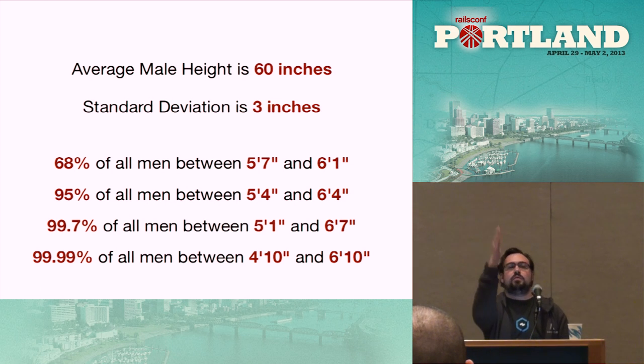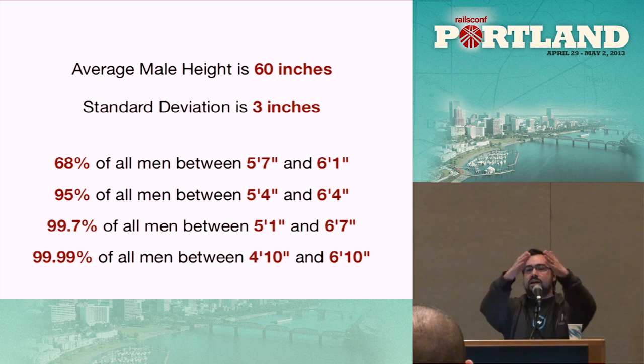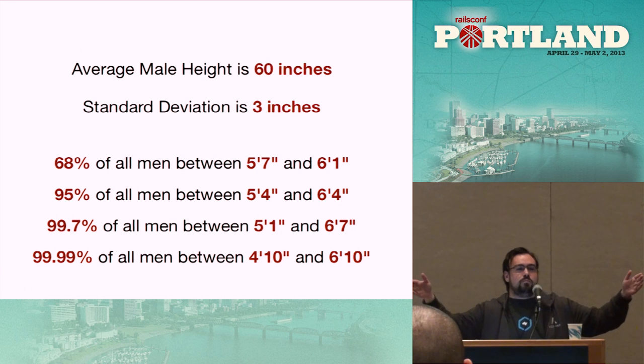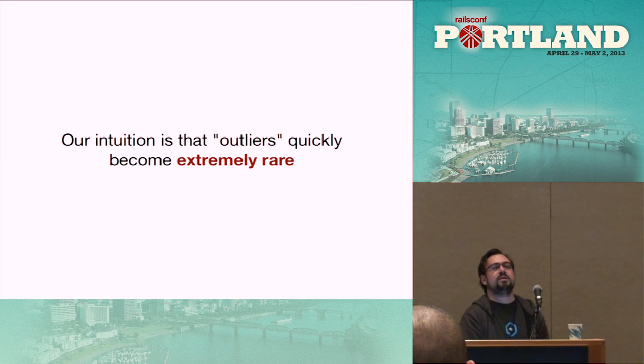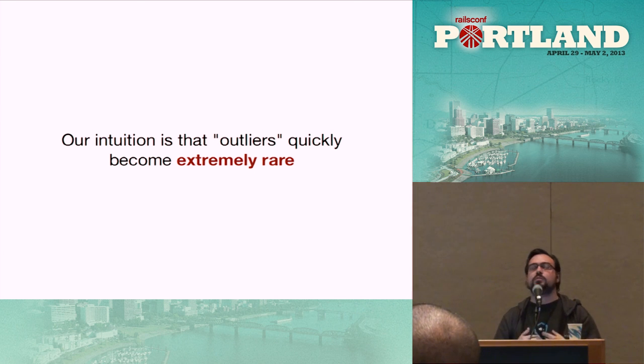We have some bunch of stuff grouped in the middle, and as we move out from the middle, we get to be much, much less likely, and therefore, in our brains, we automatically say we don't actually care about things that are far out. We don't care about things that are hundreds of milliseconds out. Our intuition is basically that outliers quickly become extremely rare.